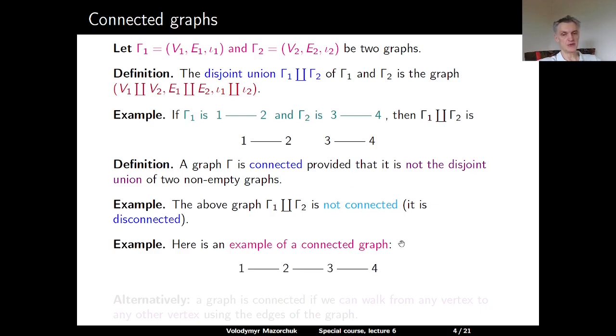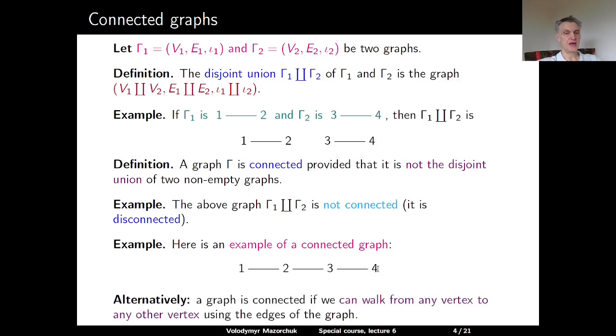And here is an example of a connected graph. We have four vertices, 1, 2, 3 and 4, one edge between 1 and 2, one edge between 2 and 3, and one edge between 3 and 4. Alternatively, a graph is connected if we can walk from any vertex of this graph to any other vertex using the edges of the graph.